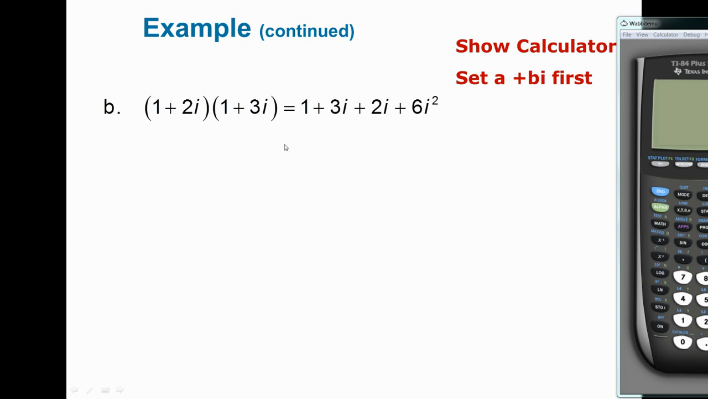All right, he's asking me to FOIL this out. The product of the first terms, then the middle terms 3i and 2i. Combining like terms, well, why is this minus 6? Well, by definition, i squared is negative 1. i is the square root of negative 1. i squared is negative 1. A positive 6 times a negative 1 gives me a negative 6. Combining these, a 1 and a negative 6 is a negative 5.